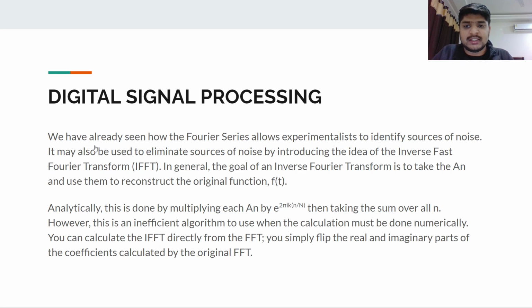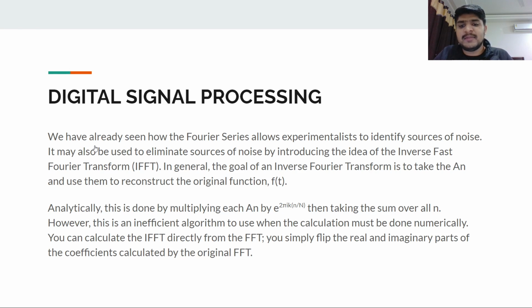Digital signal processing. It is also done using a form of Fourier series. We have already seen how Fourier series allows experimentalists to identify the source of noise. It may also be used to eliminate the source of noise by introducing the idea of the inverse fast Fourier transform, or we can say IFFT. In general, the goal of IFFT is to take the a_n and use them to reconstruct the original function f(t).